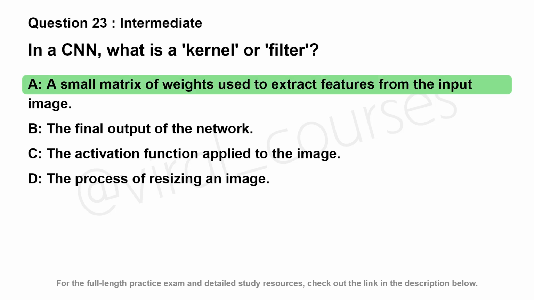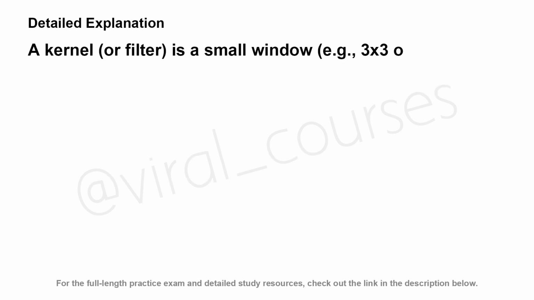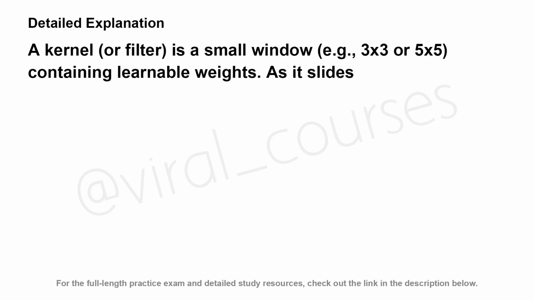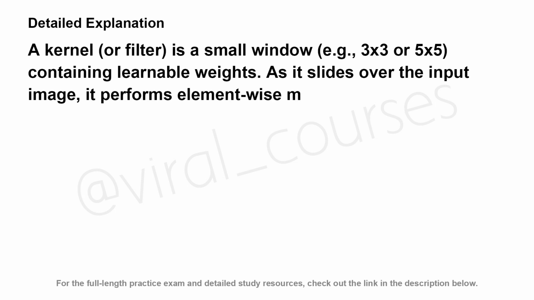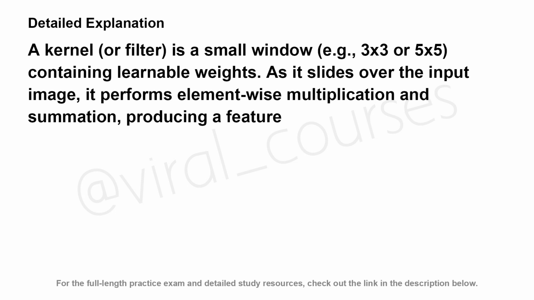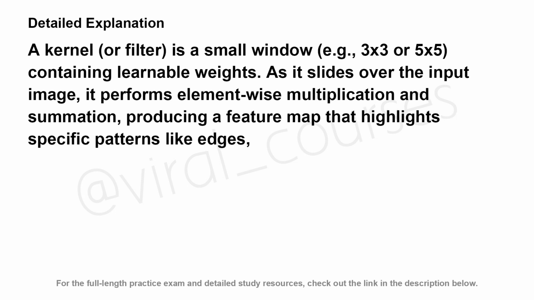The correct answer is A. A kernel, or filter, is a small window, e.g., 3x3 or 5x5, containing learnable weights. As it slides over the input image, it performs element-wise multiplication and summation, producing a feature map that highlights specific patterns like edges, textures, or shapes.